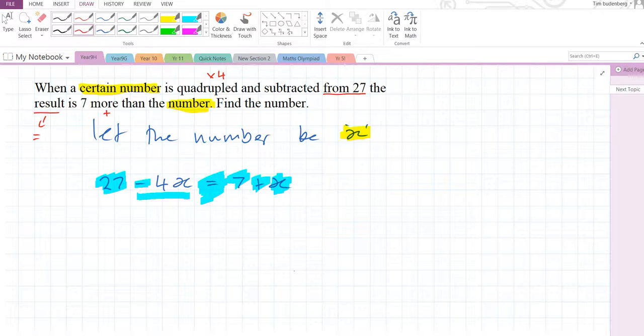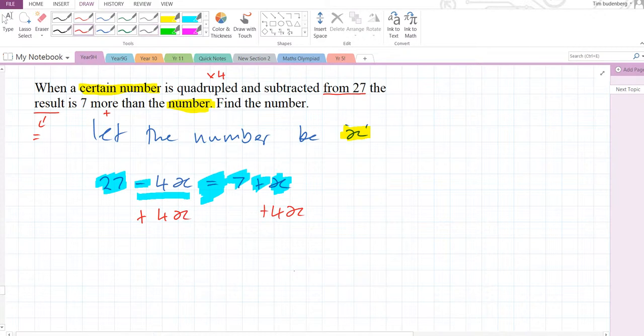Solving the equation. Simply, we want to get all the x's on one side, because we don't like x's being on both sides. Now there's a couple of ways to do this, but remember we're thinking positive education. Let's make x as positive as possible. We're going to add 4x to both sides.